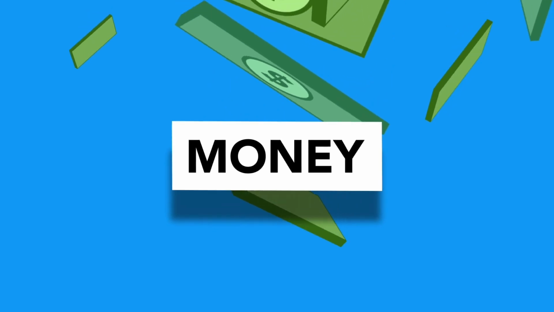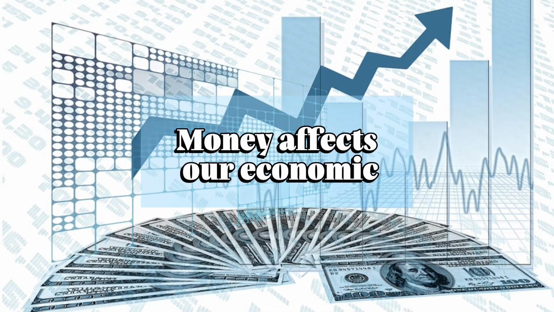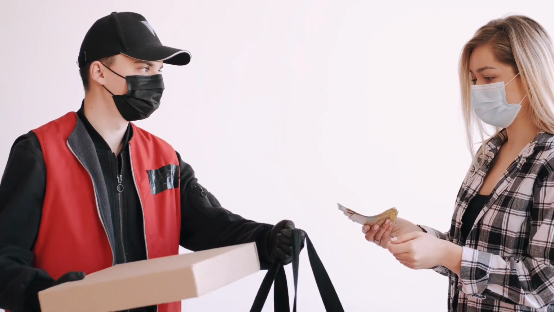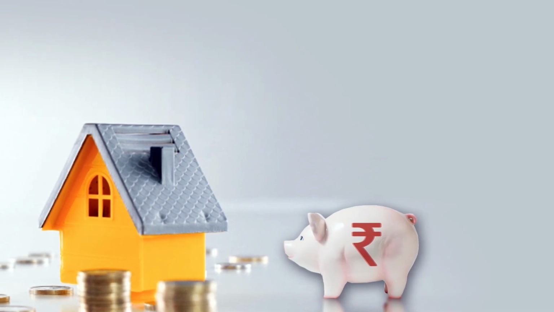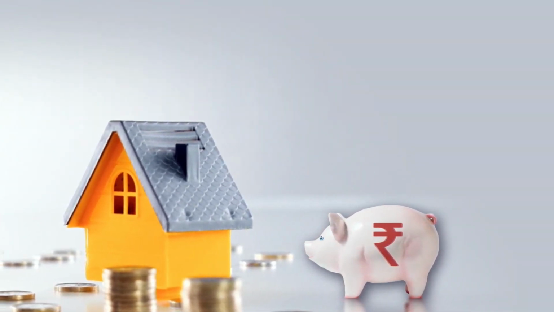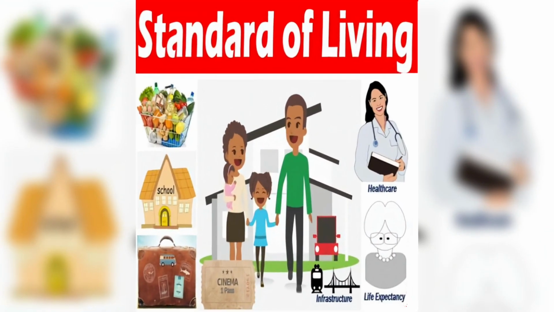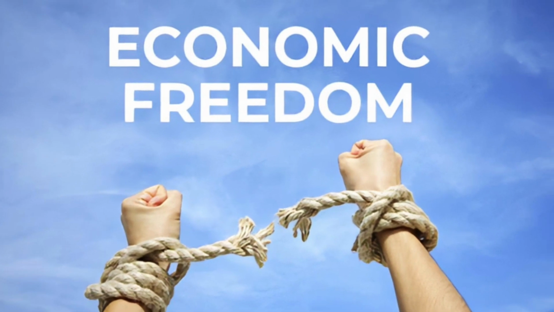Money can also have psychological or emotional effects on our lives depending on how we perceive it, value it, desire it, fear it, etc. Some of the ways that money influences our lives are: money affects our economic well-being. Money enables us to buy goods and services that satisfy our needs and wants. Money also allows us to save for future needs or wants or invest for future returns or income. Money can improve our standard of living, quality of life, economic security, economic freedom, etc.